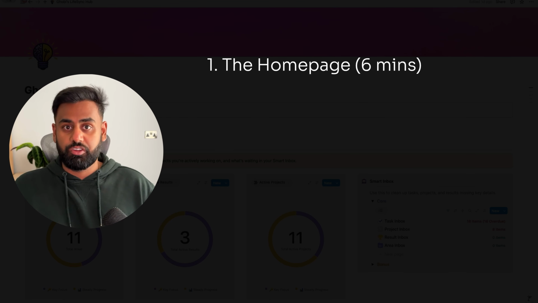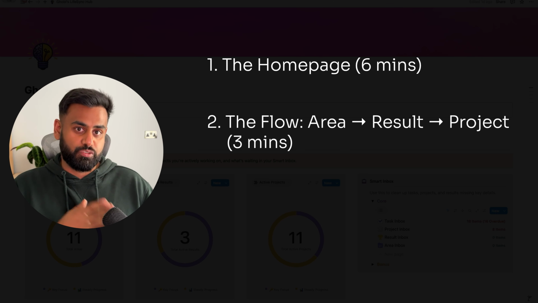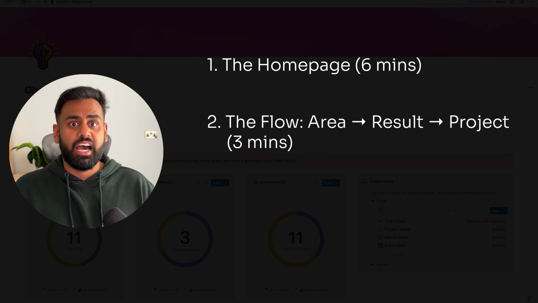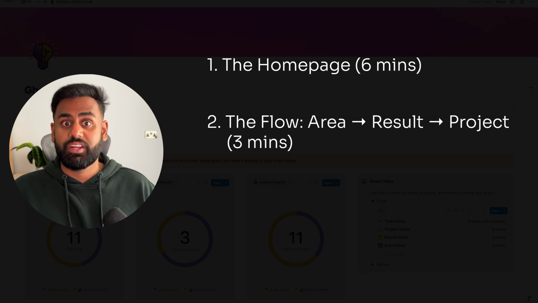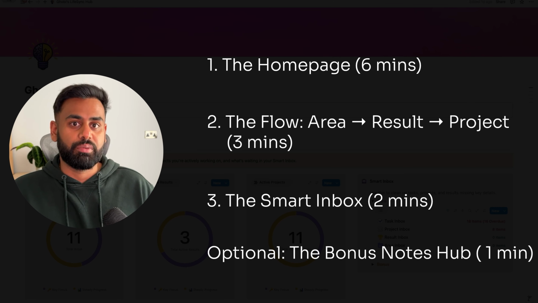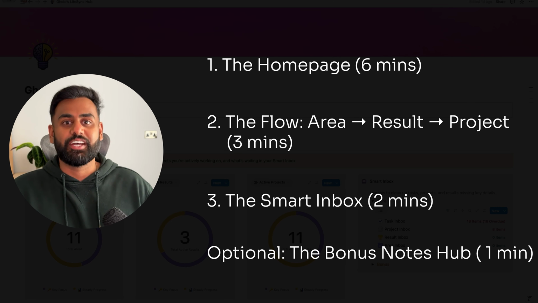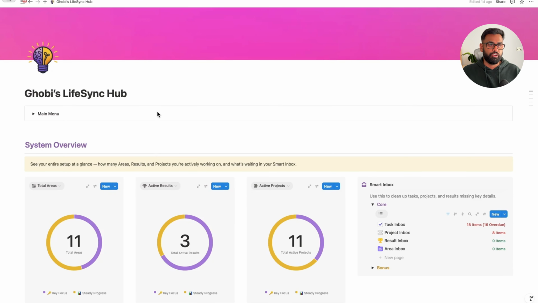Two, we're going to go through the whole flow. So an area, result, project flow. So we'll look at each one of those templates so you can see how that looks in the system. And three, we're going to cover the smart inbox, which is your built-in cleanup engine that spots any gaps before it becomes a problem. And right at the end, I'll touch on the bonus notes hub, which is a clean way to connect your notes to your workflow. Let's get into it. Let's start on the homepage.